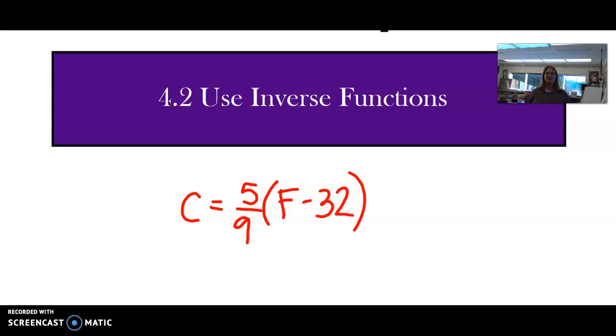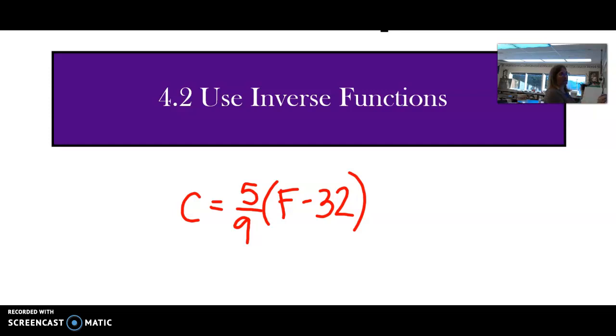Hi class, we're going to be taking a look at inverse functions in this video. In your textbook, it's lesson 4.2. So here's an equation, and maybe you recognize this. This is an equation that relates the Celsius temperature to the Fahrenheit temperature.